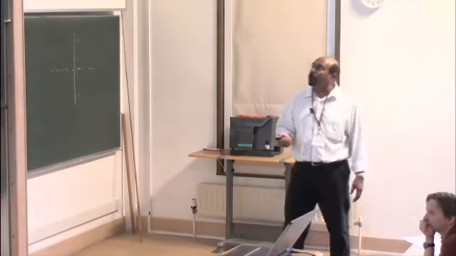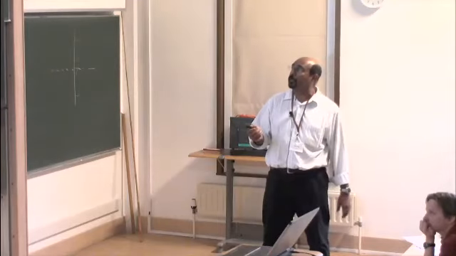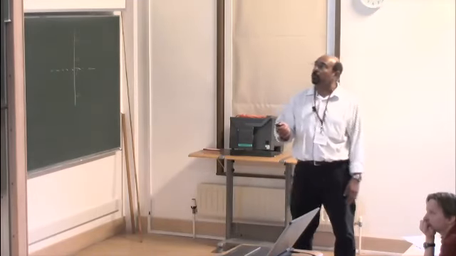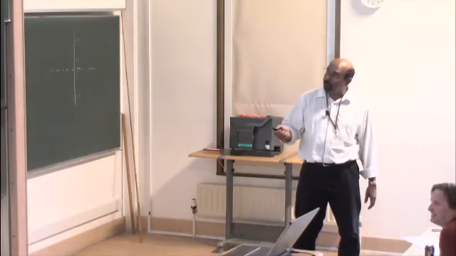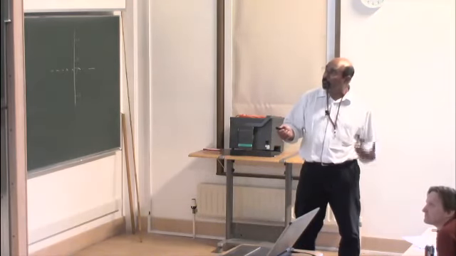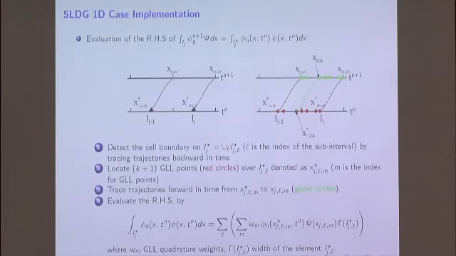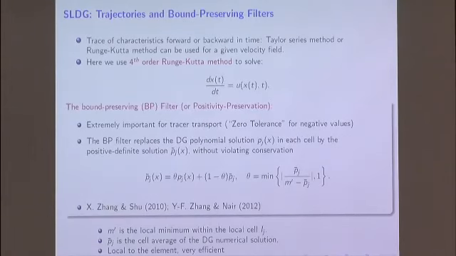Okay, now we have to solve the trajectory equation. There are two operations here: backward in time, finding the trajectory origins, and from there going forward in time. This is done by solving this ODE, or you can use a Taylor series expansion, or even apply the MacGregor scheme, or you can use the classical RK method. I use the classical RK method to find the upstream position and to go forward in time.